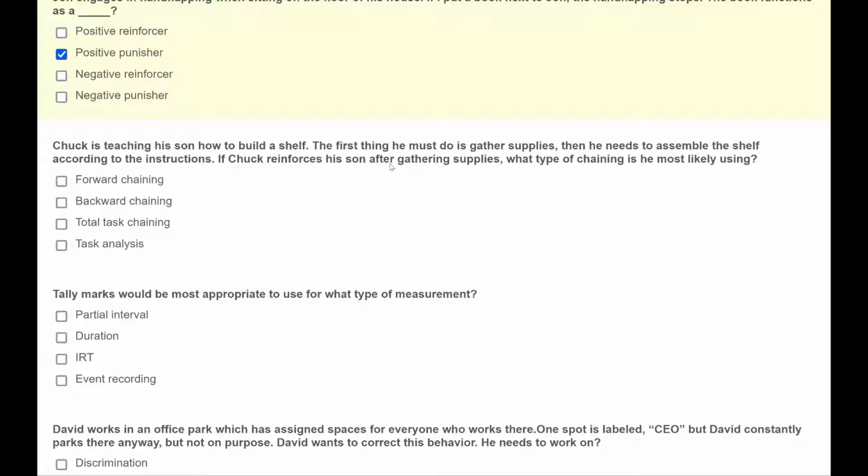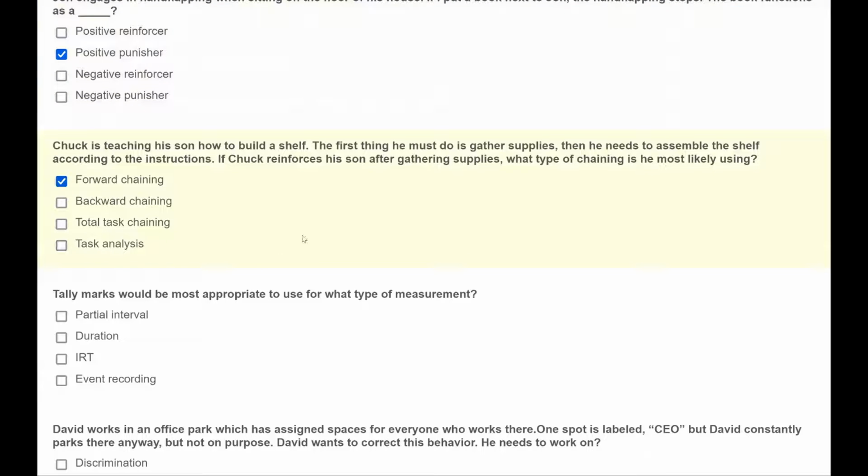Forward chaining, we reinforce for completing the first step independently, then we go through the rest. Then we reinforce first and second and go through the rest, so on and so forth. Backwards chaining would be whatever the last step in this chain is, that's when we reinforce. Total task chaining would be going through the entire chain and only teaching the necessary steps. Chuck isn't doing that. He's just starting to teach his son how to build a shelf. And as soon as his son gathers supplies, the first step, he's going to forward chain.